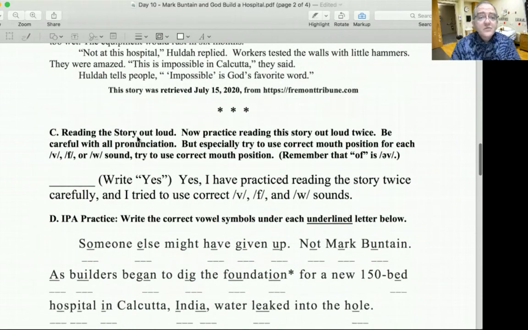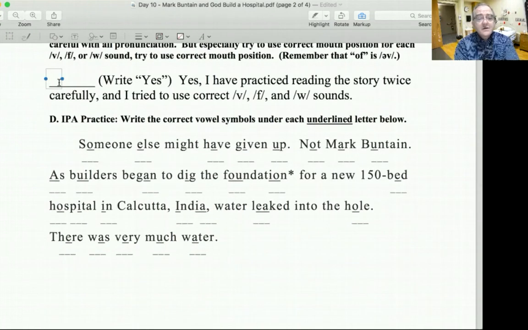Now, I want you to read the story aloud, practice it, practice reading it twice, and write yes here when you finish practicing it. But I want you to practice it carefully and try to use the F and the V and the W sounds carefully, okay? Number 2, I want you to write here. I can't quite write that, so I'll write like this, okay? Write the IPA sounds, all right? The IPA sounds that go with each word. Write it underneath the underlined word, all right? Okay.